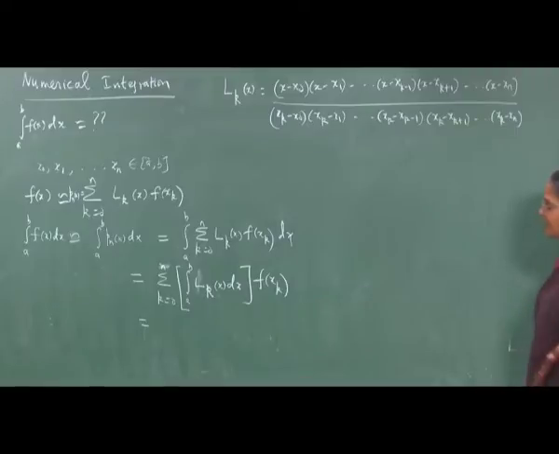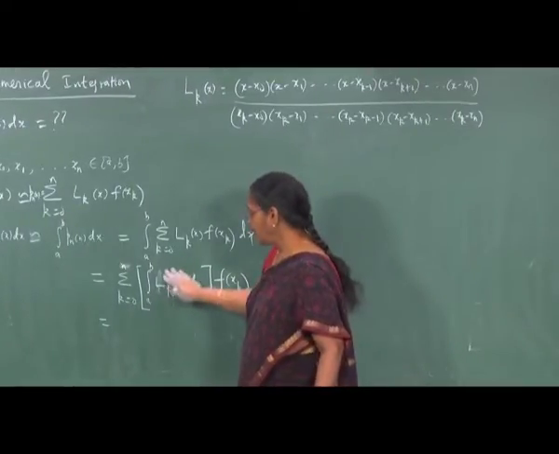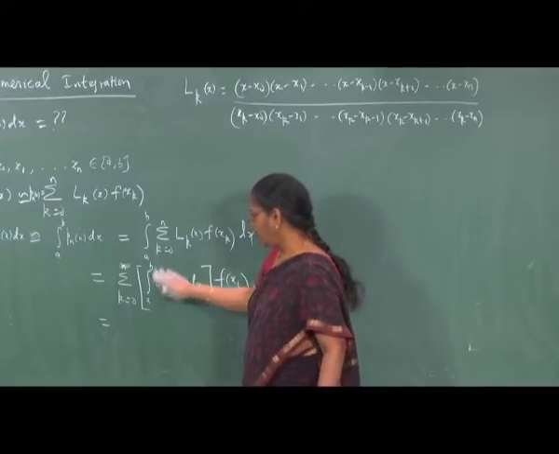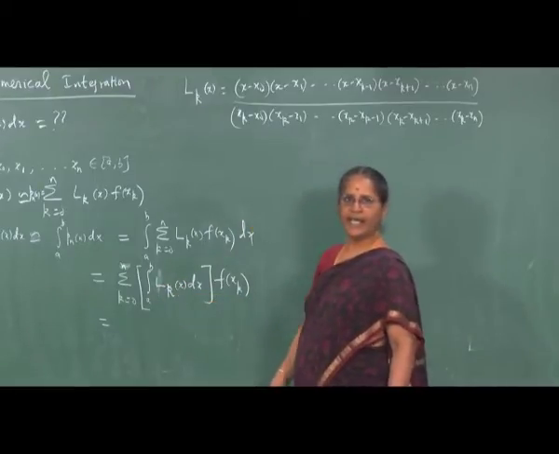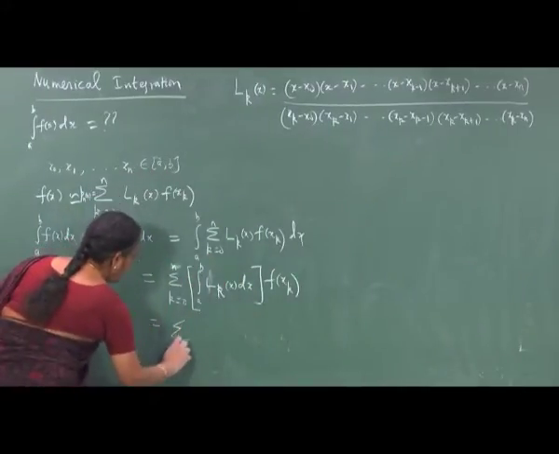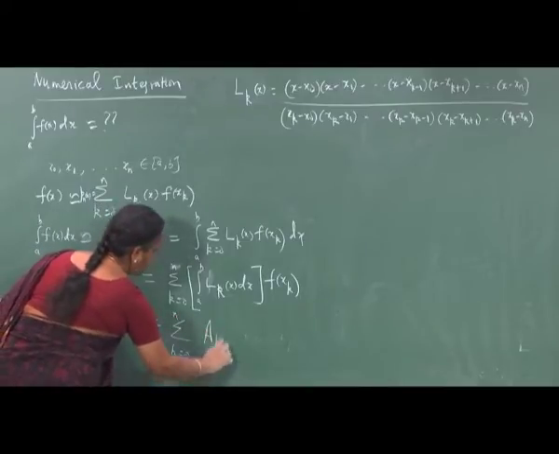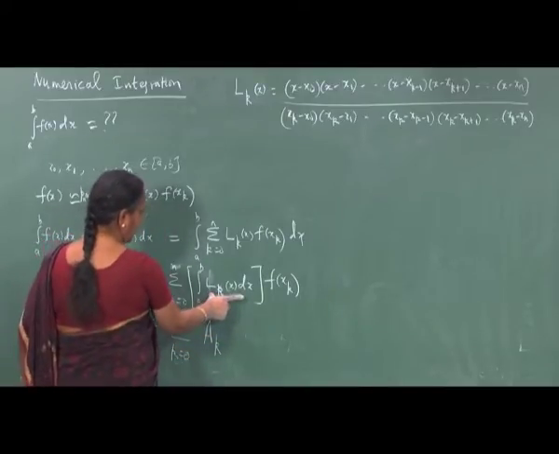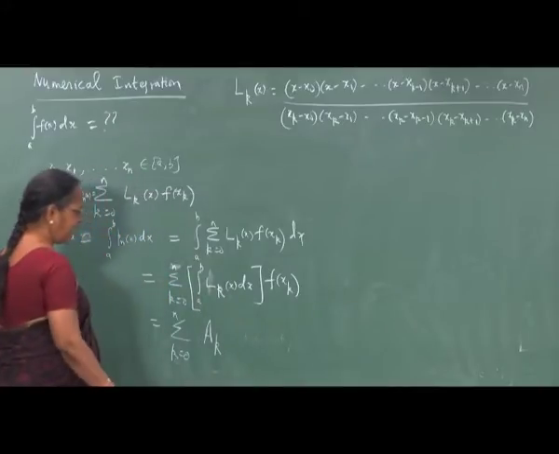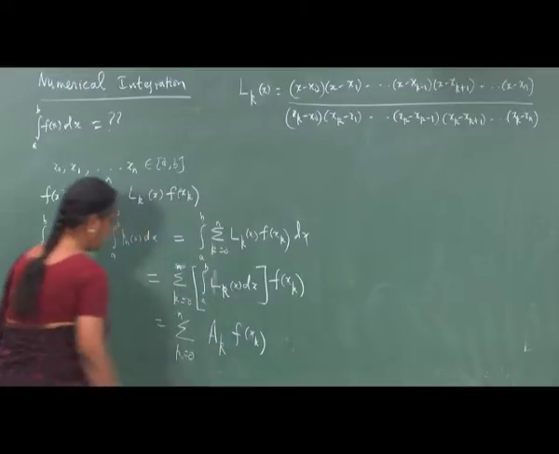So, Lk of x are all polynomials and therefore, we know how to integrate these polynomials between a and b. So, we write down the result. So, that will be sigma k is equal to 0 to n. We call that value when Lk is integrated between a and b as ak. So, ak into f of xk.